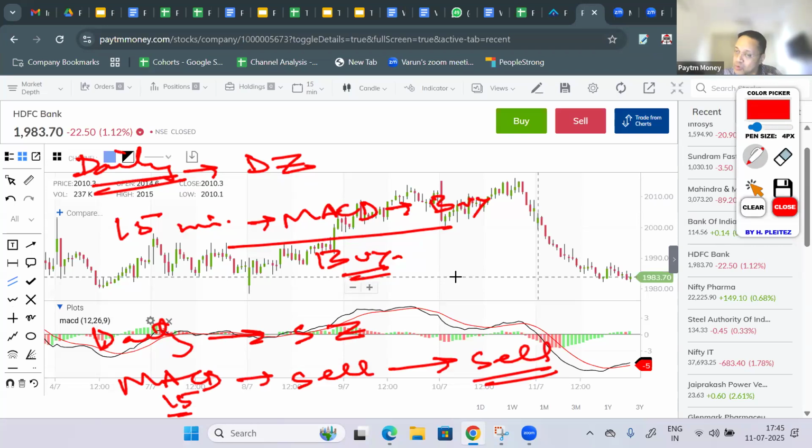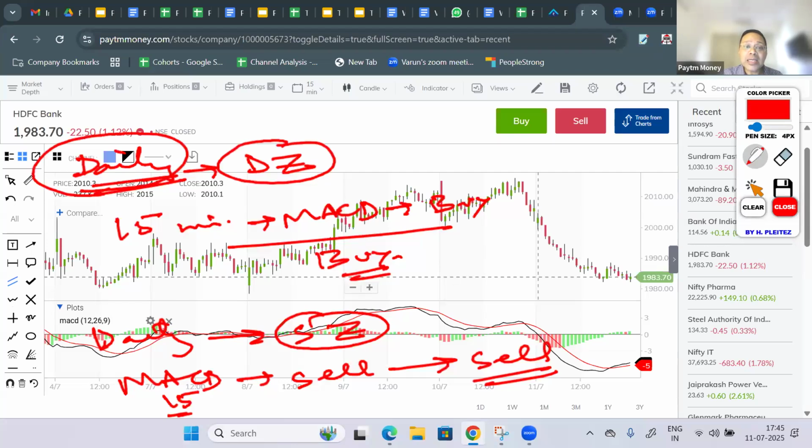Okay. So this is how we can use it. We are selling in the supply zone, and buying in the demand zone. Where is the demand zone? On a daily chart. But exactly when we are doing the trade, when the 15-minute chart is giving me the buy signal, MACD.